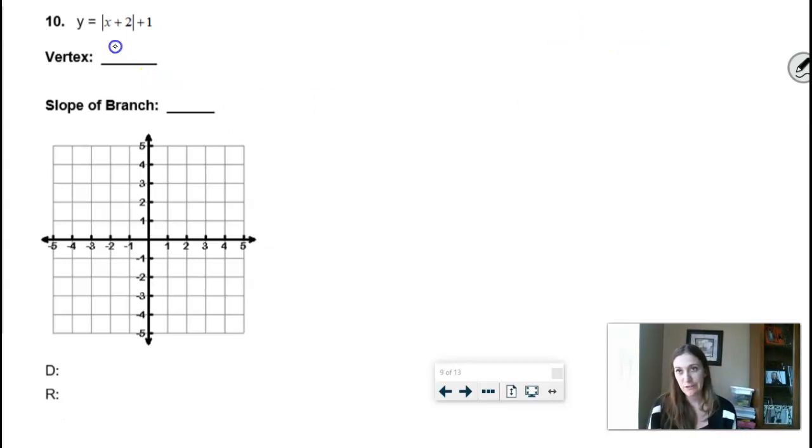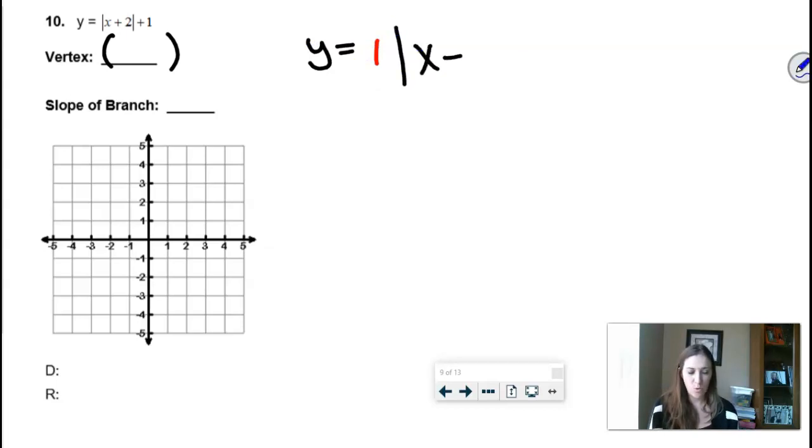Now be careful here. Your vertex, remember how there's a built-in negative? So there's a 1 in front, and then we have an absolute value of x minus, what is it subtracting, where it actually simplifies to a plus 2 while it's really subtracting a negative 2? That's where that double negative thing comes into play. And then plus a 1 over here. So your vertex is located at (-2, 1).